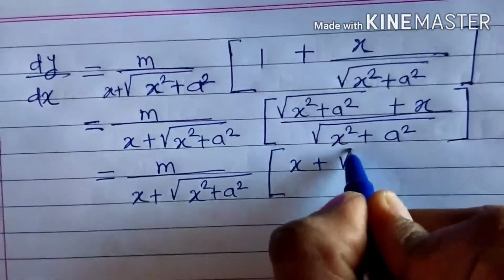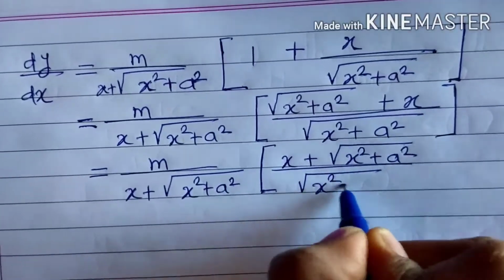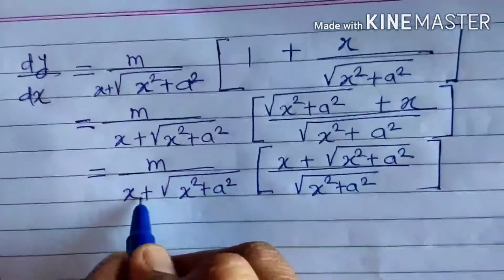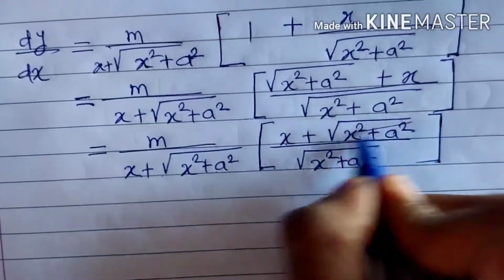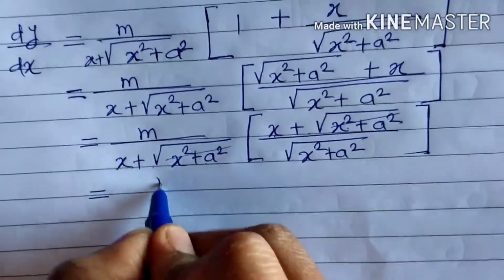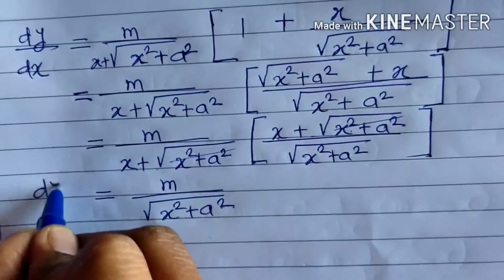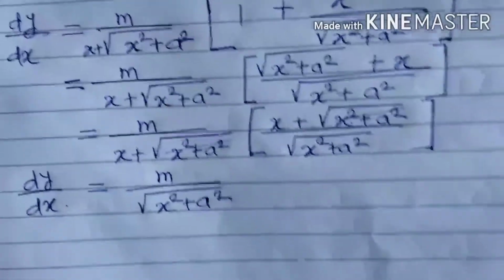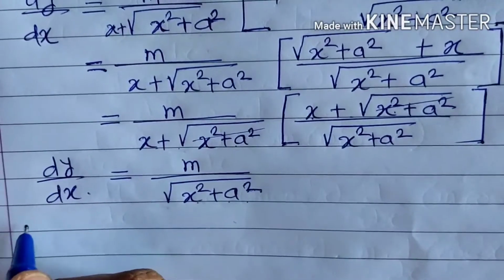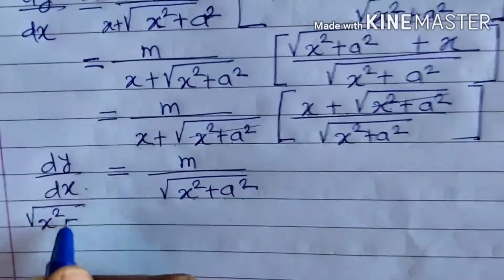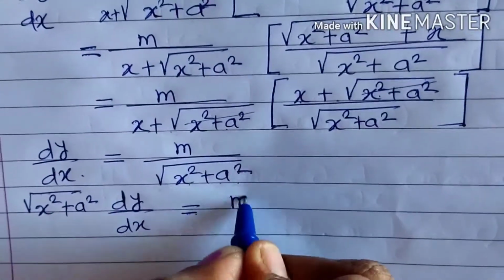Write it properly: x plus x square under root of x square plus a square upon under root of x square plus a square. Now this x plus under root of x square plus a square and this x plus under root of x square plus a square get cancelled, so we get only m upon under root of x square plus a square, and here it is dy by dx. Now take this under root of x square plus a square into the LHS side. So under root of x square plus a square into dy by dx is equal to m.